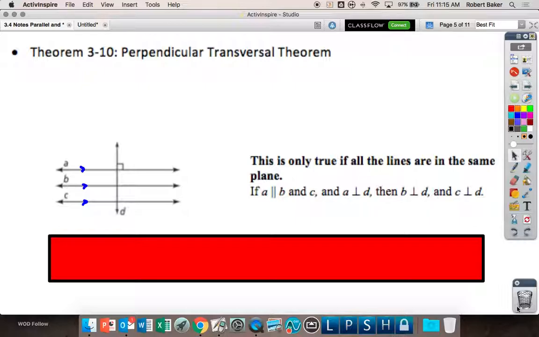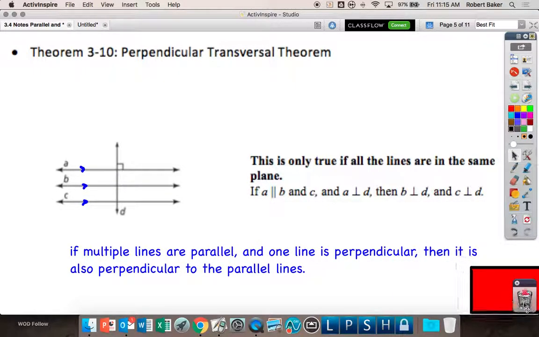So realistically, if you have a set of parallel lines, and one line is perpendicular to one of those parallel lines, it's perpendicular to all the rest of them. I think that's what the red box is hiding. If multiple lines are parallel and one line is perpendicular, then that's also perpendicular to all the parallel lines.